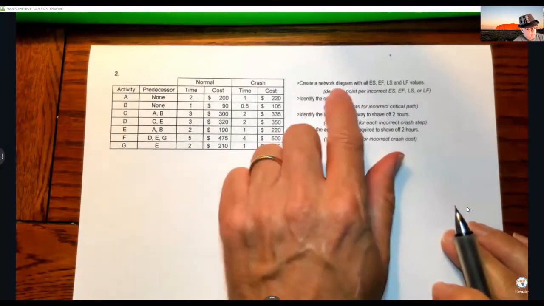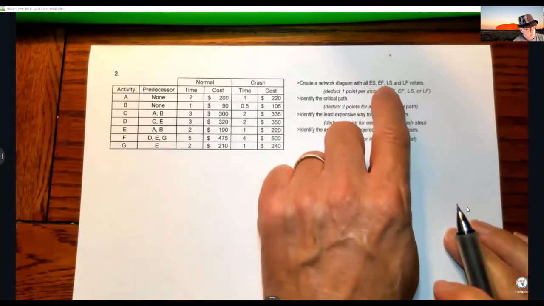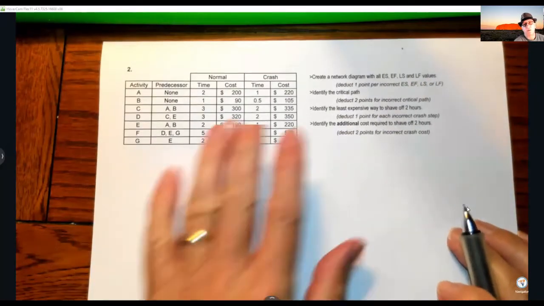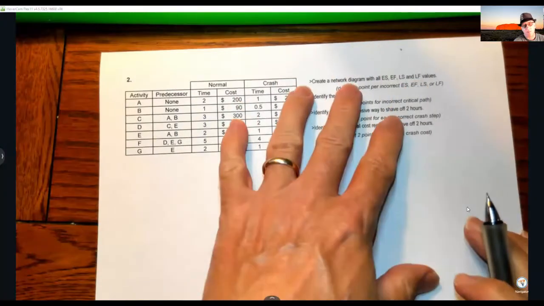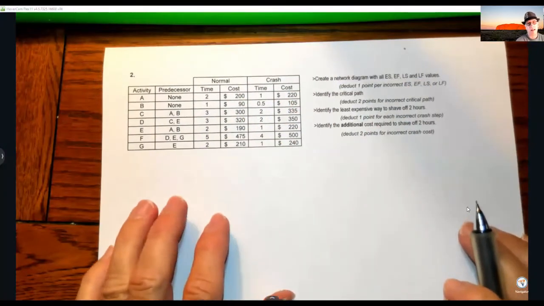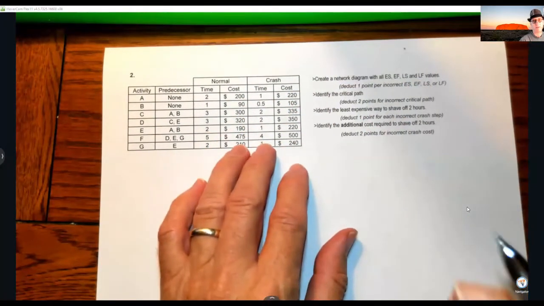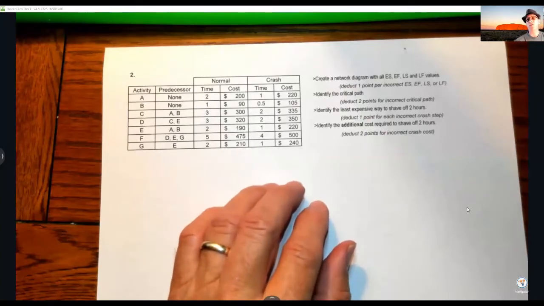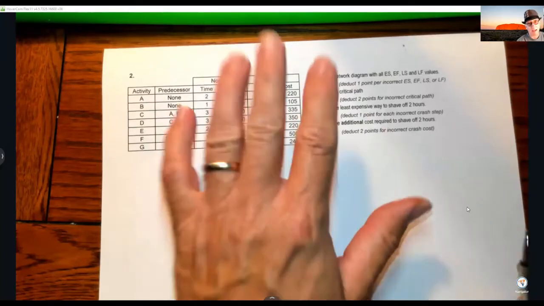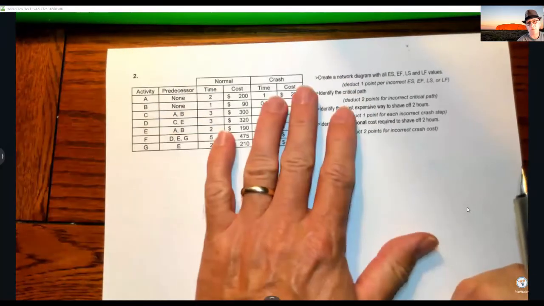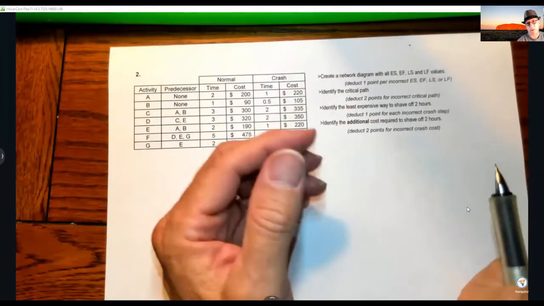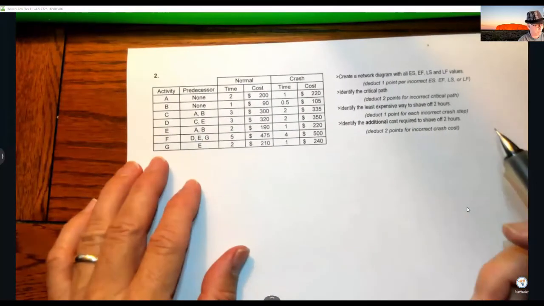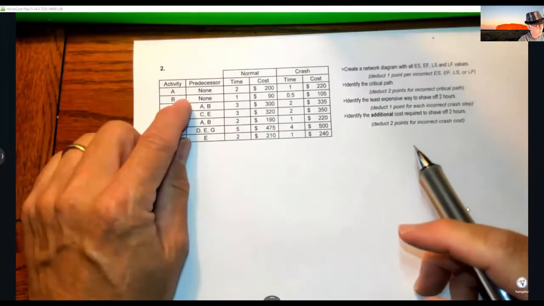I said, create a network diagram with all ESs, EFs, LS, and LF values. And I say deduct 1 point per. So you can lose a lot of points if you don't get this set up right, because it's not like, oh, I got that part right, I get 20 points. No, you start off with all the points and then you start deducting. So in the past, some students have gotten like -20 because they don't get 20, they get 0, but they actually lost more points even though they got a few things right. So, okay, let's go on with this one.